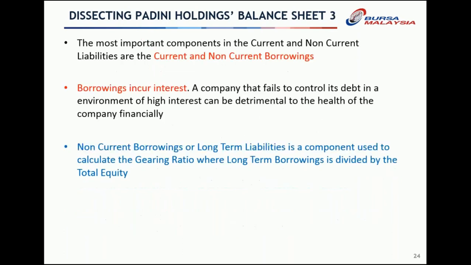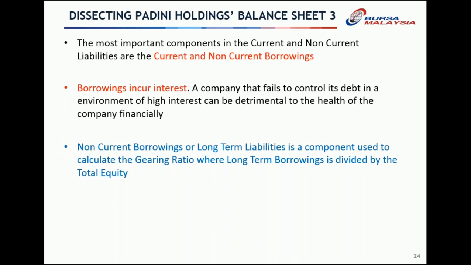Now, the most important components in the current and non-current liabilities are the current and non-current borrowings, because as I mentioned before, how a company manages its finances determines how good the company is at surviving a financial crisis. If the company is over-leveraged with debt, and there's a financial crisis or an interest rate environment where interest rates start to go up, how is the company going to pay off? Its financial costs could also escalate if interest rates keep growing and the company keeps on borrowing just to stay in business.